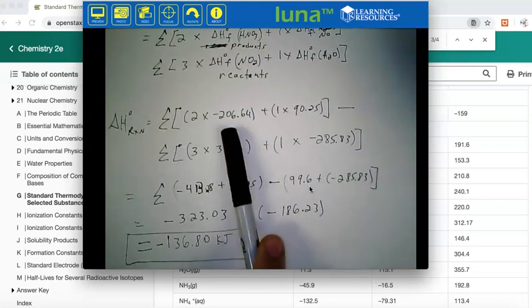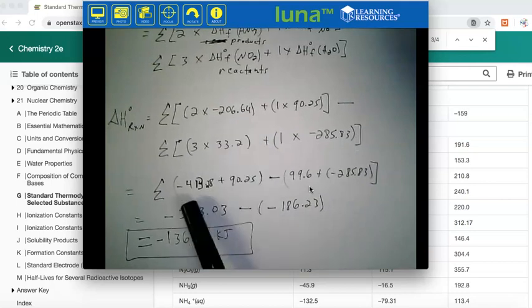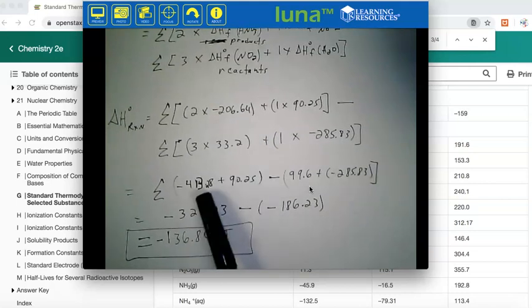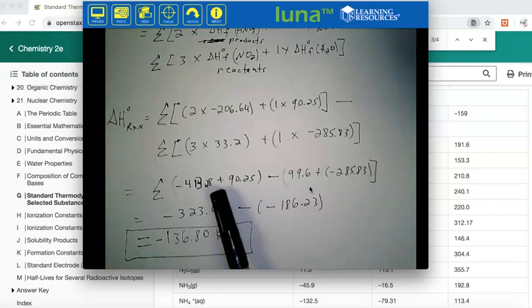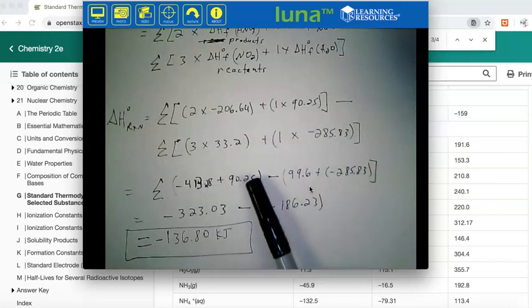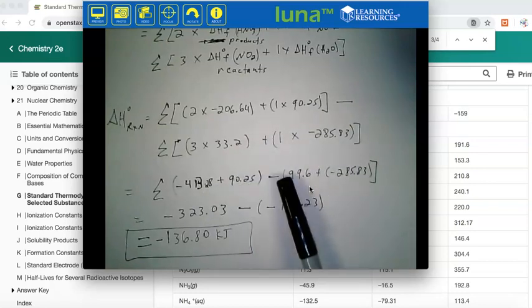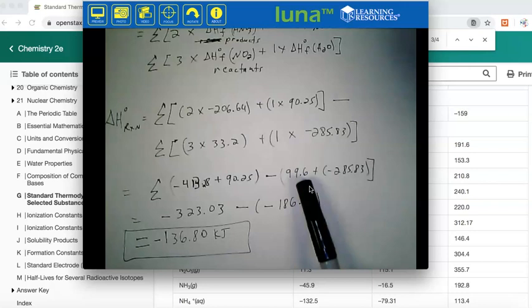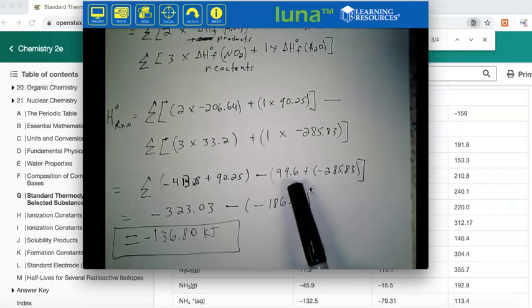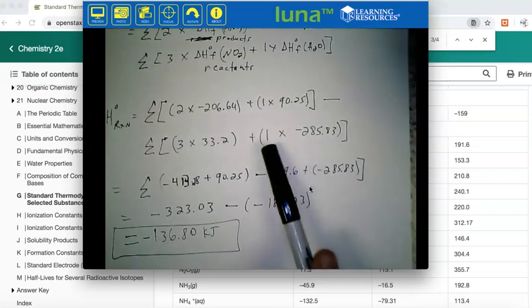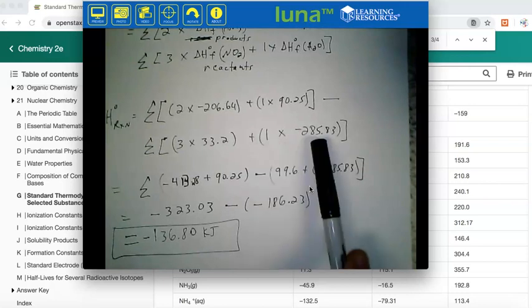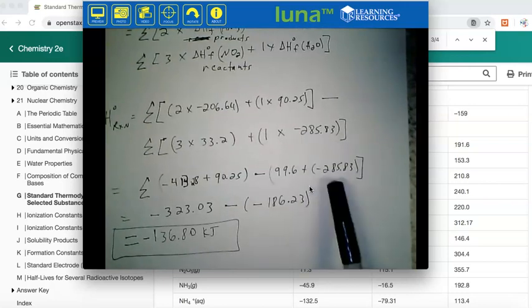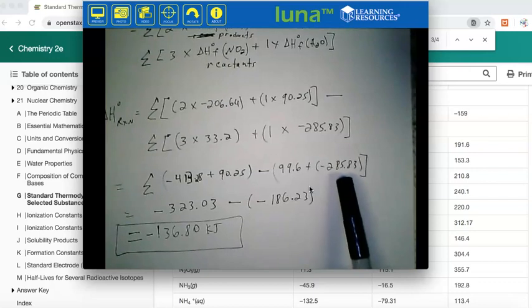So 2 times negative 206.64 is negative 413.28. 1 times 90.25 is 90.25. Minus, so these are all products, minus reactants. My reactants are 3 times 33.2, and I get 99.6. And then 1 times negative 285.83, so that's negative 285.83.